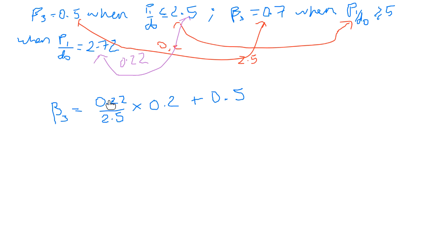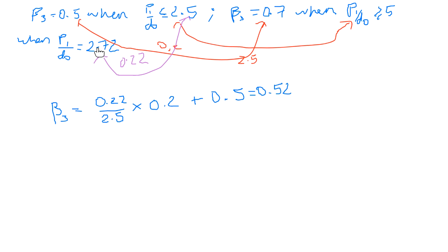So 0.22 divided by 2.5, and then the difference in the betas between when it's at 5 is 0.7, when this factor here is at 2.5, it's 0.5. So the difference between those two, 0.7 minus 0.5, is 0.2. So multiply them up and then add on to 0.5. And then from that we get 0.52.